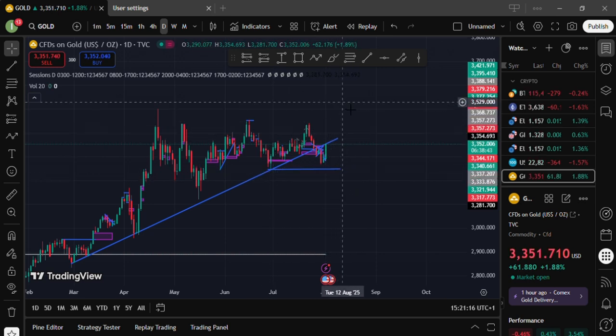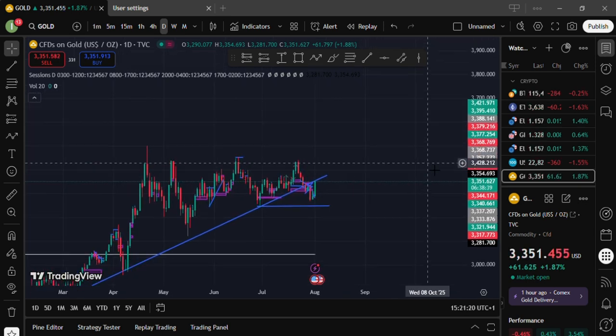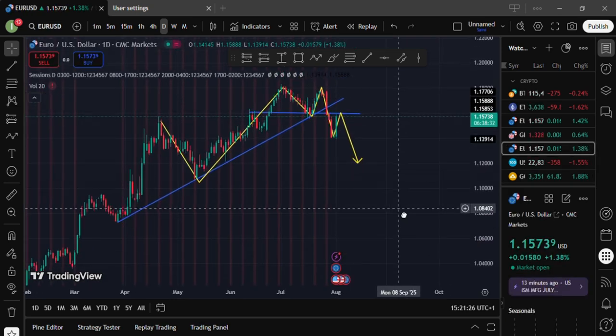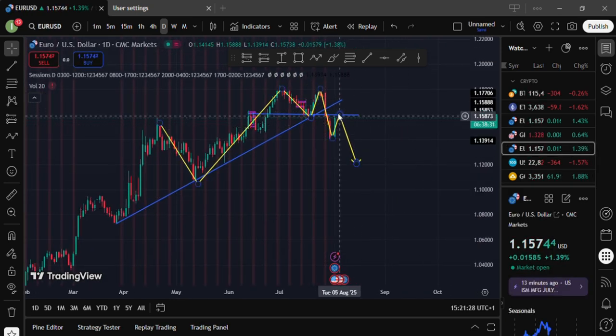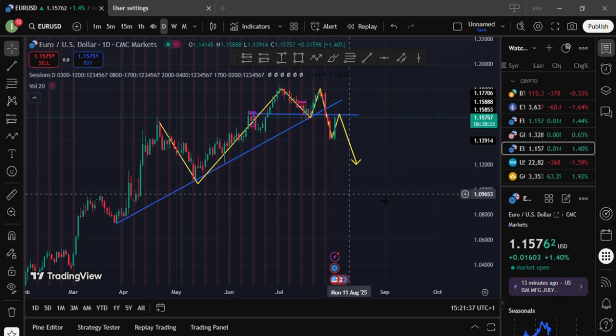So that's for gold. Then for EURUSD, you should be expecting a little bit of a dump if it respects this support that is becoming a resistance area here. You should be expecting a dump in price to this lower level. That would happen not only in 1 week, but maybe like 2-3 weeks.